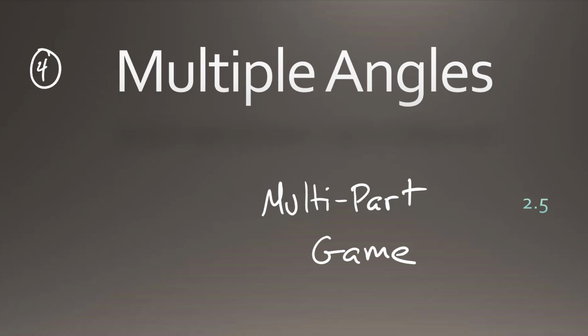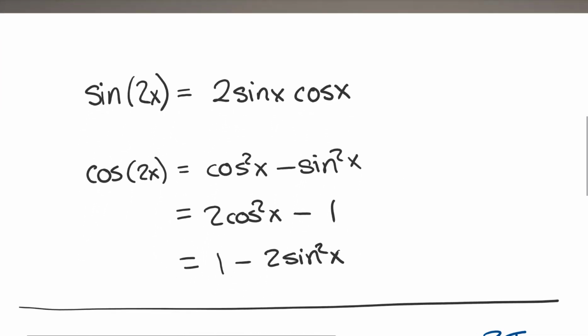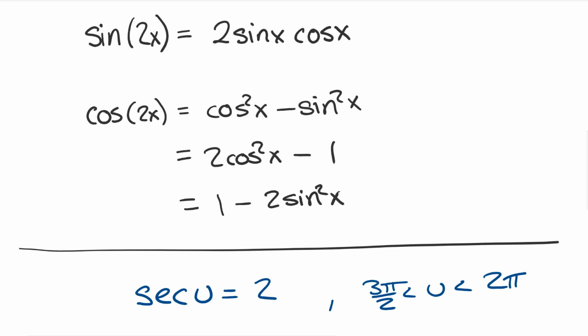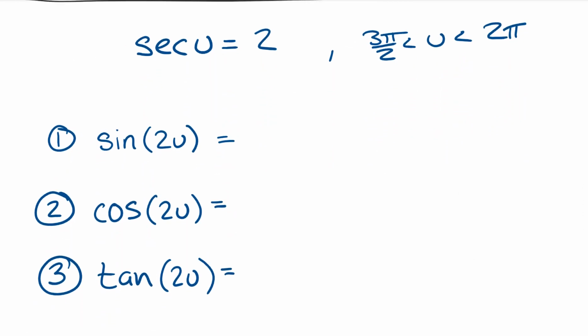Let's do the boilerplate basic game of how to use some double angles, and then we'll play the same game with half angles. So we'll start off, know your sine, know your cosine, double angles. Just more about how to handle a problem like this.